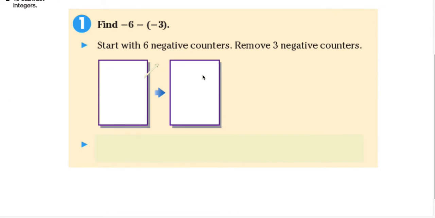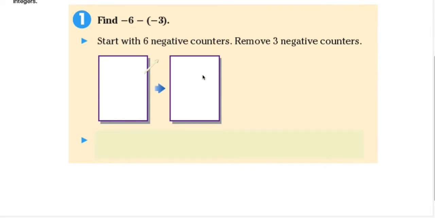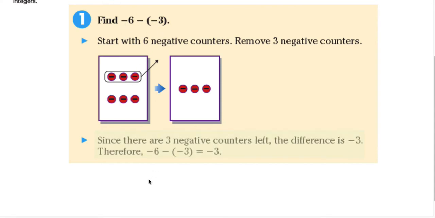If we want to find -6 minus -3 using counters, we need to start with 6 negative counters and remove 3 negative counters. That's easy enough. You have 6 negative counters. We want to remove 3 negative counters. We end up with -3 counters. So -6 minus -3 will be equal to -3. So the difference is -3.